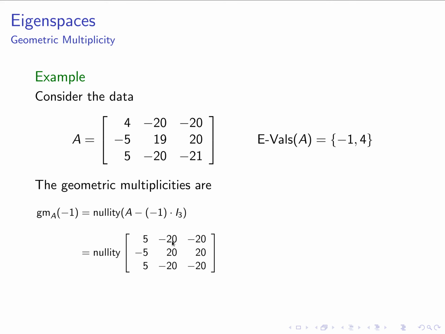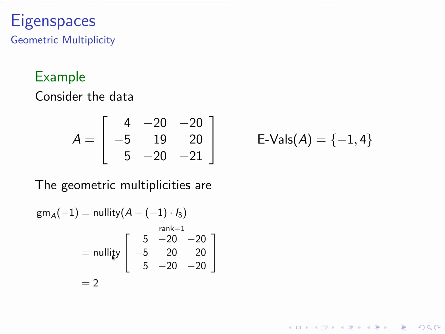To get the second column from the first column, we can actually accomplish that by multiplying the first column by -4. We can also get the last column from the first column by also multiplying by -4. So this is equal to a rank 1 matrix. And any rank 1 matrix that's 3 by 3 has to have nullity equal to 2.